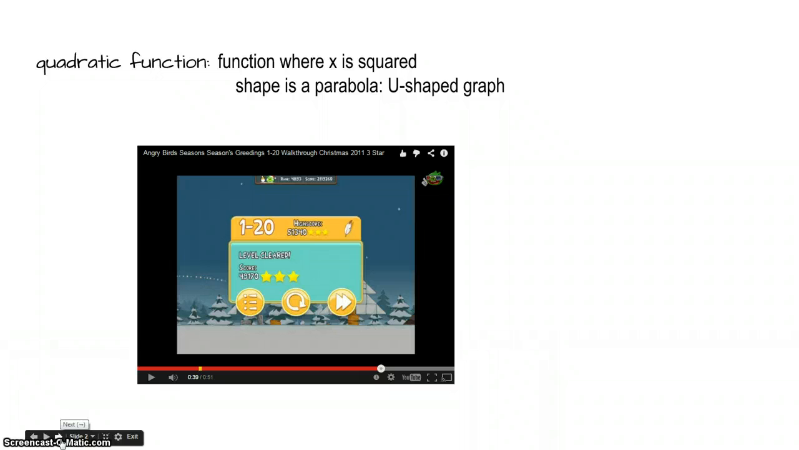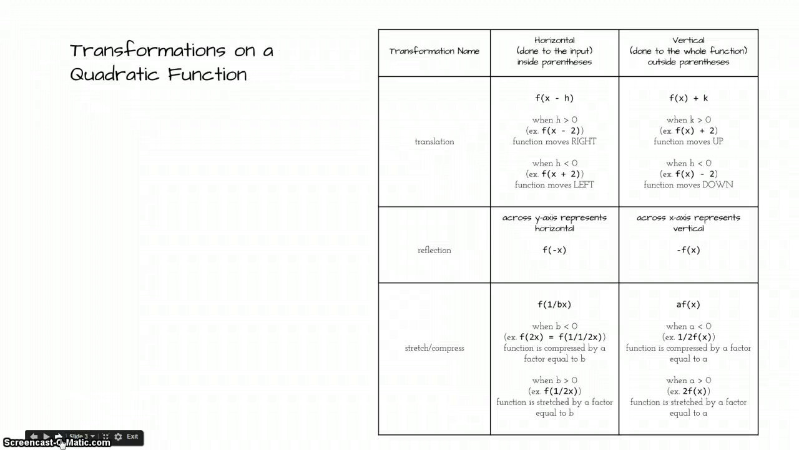So, the parabola represents the graph. The function is a quadratic based on the fact that the x value is squared. Now we can do transformations of a quadratic function. I'm going to give you this chart that represents all of the transformations that we've talked about so far. But remember, if it's horizontal, it's done to the input, and if it's vertical, it's done to the whole function. So we're going to look at that a little bit specifically with quadratics.